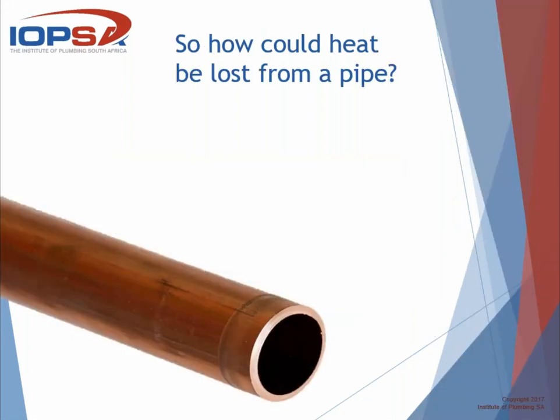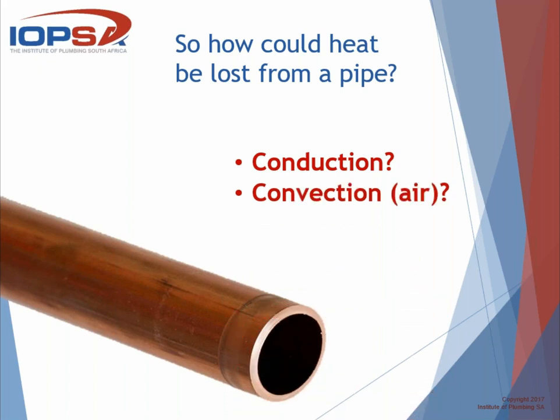If you look at a normal copper pipe, how is heat going to be lost in a copper pipe, or any pipe for that matter? Conduction. Well, yes, you're going to have conduction. Remember, the water inside the pipe is hot. Copper is an excellent conductor of heat, so you will have conduction through the copper almost immediately to the outside surface of it. So immediately the outside surface of that copper pipe will become more or less the same temperature as the water within it.